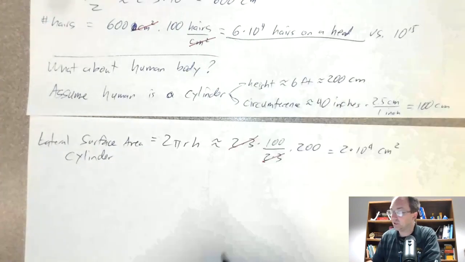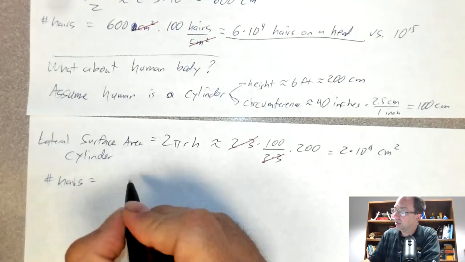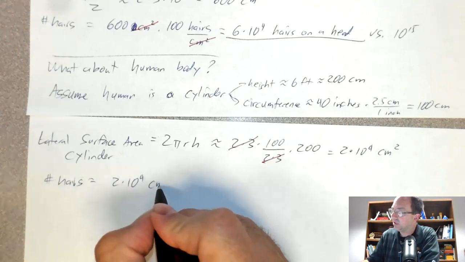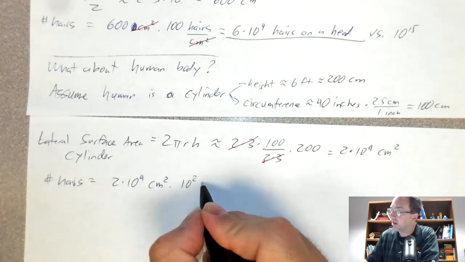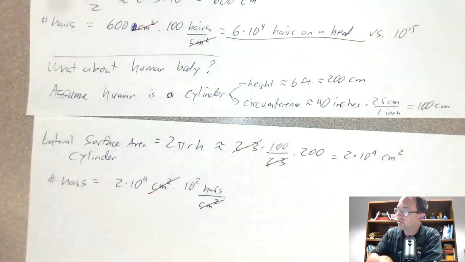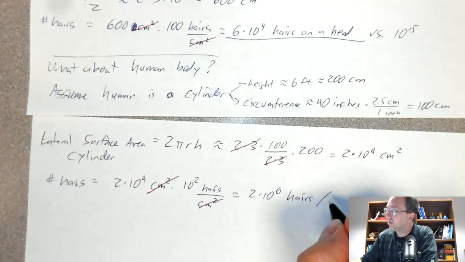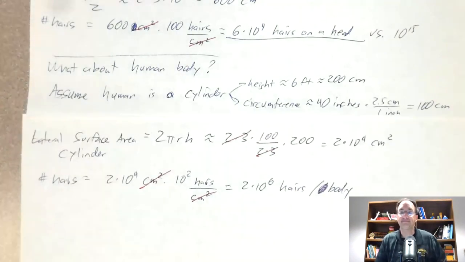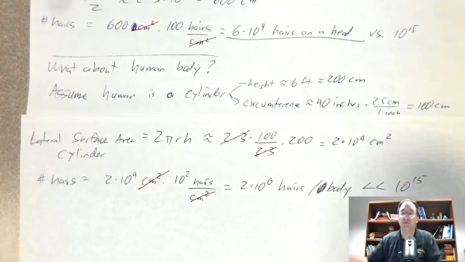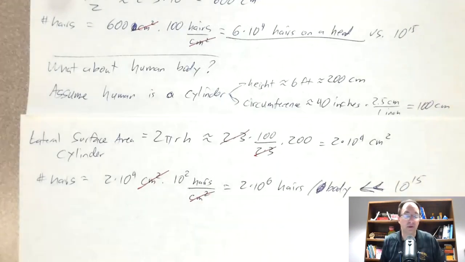And remember, we had 100 hairs per square centimeter, so the number of hairs is equal to 2 times 10 to the 4th square centimeters times 10 squared hairs per square centimeter. Again, we cancel that. And so we get about 2 times 10 to the 6th hairs per body. So about 2 million. And that's certainly quite a bit less than 10 to the 15th. So we're still not right. Or the statement we heard is not right.